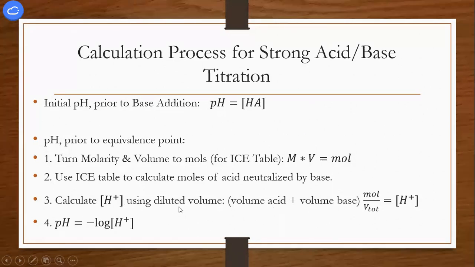So we're going to calculate H plus using the dilution, and then finally this step is the same step we've always done. pH equals negative log of H plus.